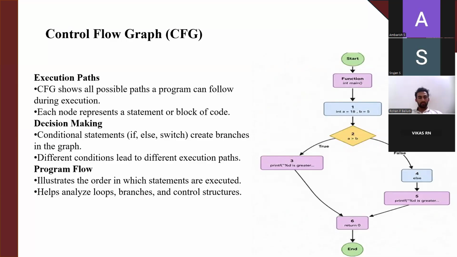Control flow graph, execution path. CFG shows all possible paths a program can follow during execution. Each node represents a statement or block of code. For decision making, conditional statements like if-else and switch create branches in the graph. Different conditions lead to different execution paths. Program flow illustrates the order in which statements are executed and helps analyze loops, branches, and control structures.